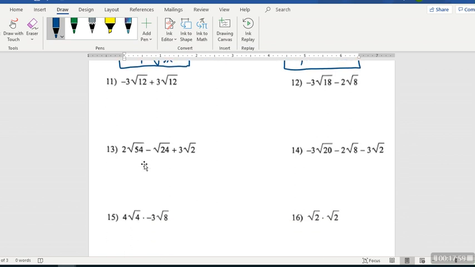All right, moving on. 11. Negative 3 root 12 plus 3 root 12 gives us 0. Yes, it's 0 root 12, but you don't need to write that. Just 0.